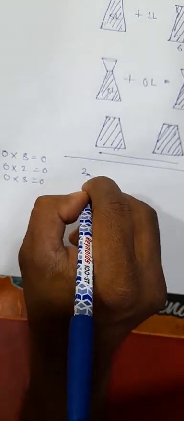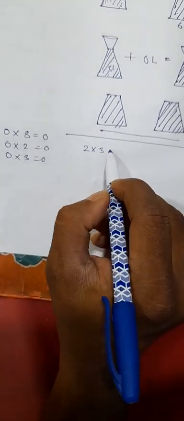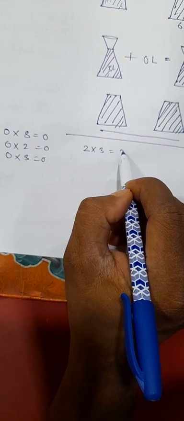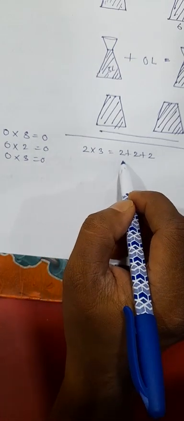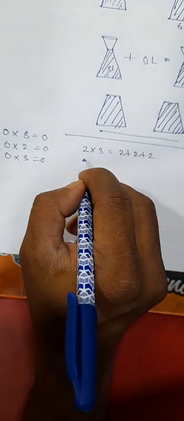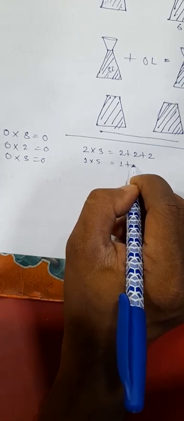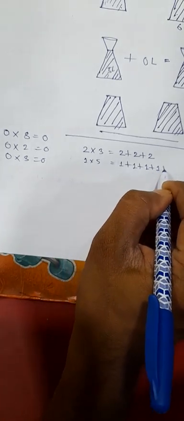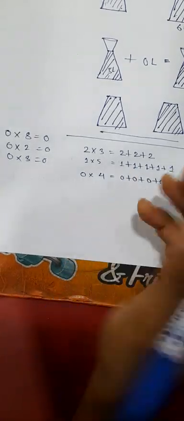Say for example, when we say 2 multiplied by 3, what do we mean? When we say 2 multiplied by 3, this is 2 plus 2 plus 2, meaning addition of 2, 3 times. When we say 1 multiplied by 5, that means 1 plus 1 plus 1 plus 1 plus 1. So when you say 0 multiplied by 4, that means 0 plus 0 plus 0 plus 0. So the addition of 0 is 0.